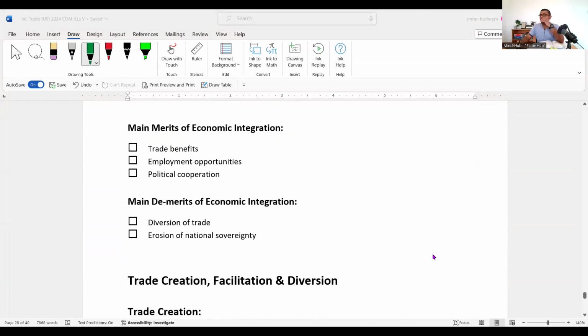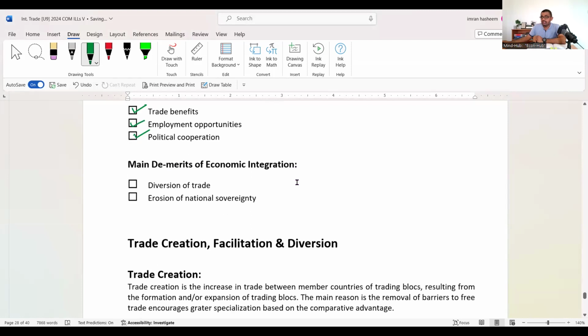Main merits of economic integration. Trade benefits are there, definitely. Trade volumes increase. Trade becomes more convenient and transaction costs are lesser. Employment opportunities are created, especially with things like common markets, right? Political cooperation will be there, very high geopolitical harmony between countries. Demerits.